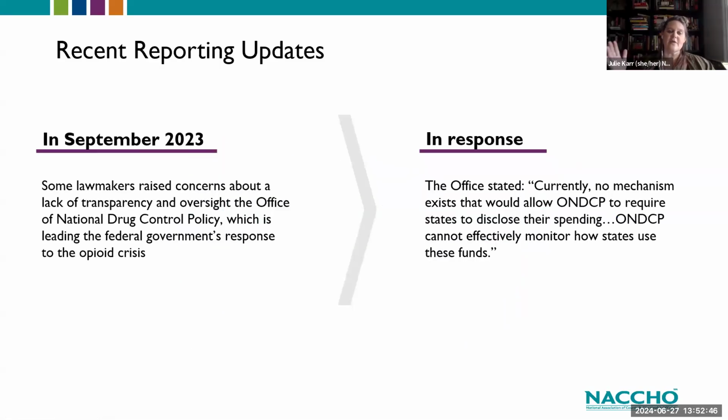So again, there have been some back and forth about what federal oversight could look like. There were some lawsuits. The lawmakers raised concerns about this in the fall of last year. And essentially the Office of National Drug Control Policy stated that there is currently no mechanism that could require states to disclose what the spending looks like.